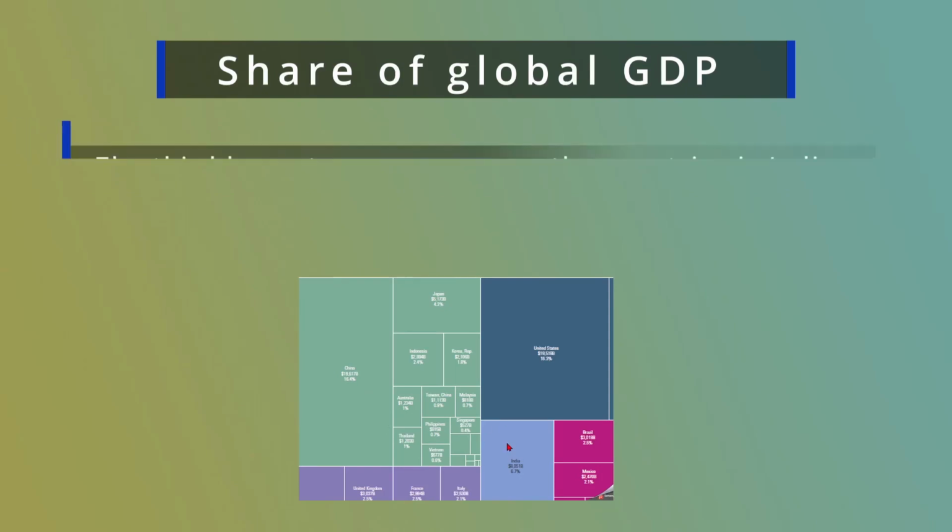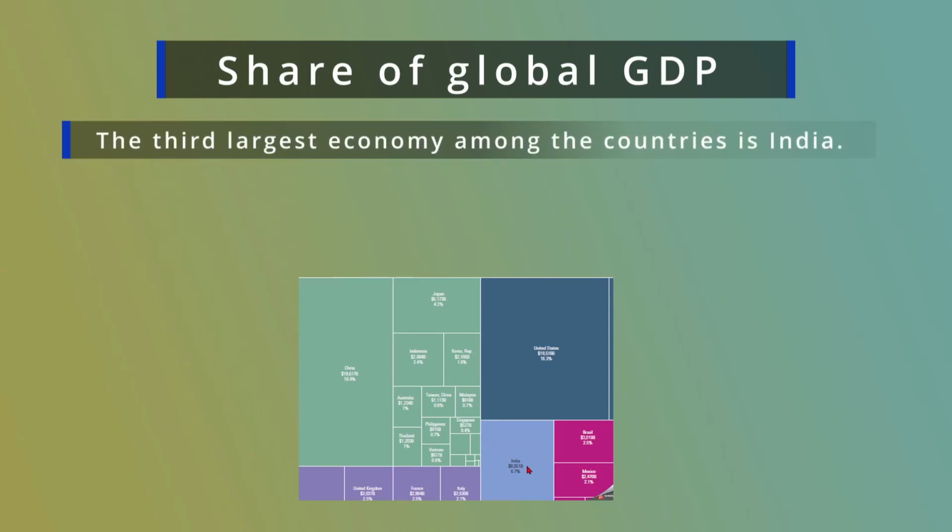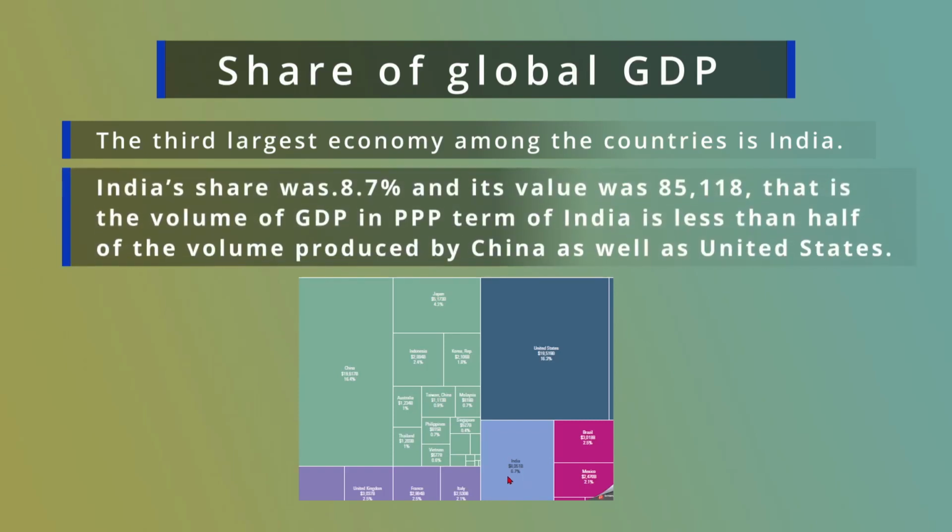The third largest economy among the countries is India. India's share was 8.7% and its value was 8 lakh and 518. That is, the volume of GDP in PPP terms of India is less than half of the volume produced by China as well as United States. Not only that, if we take together United States and China, then they are producing more than 1/3 of the total volume of GDP of the globe.